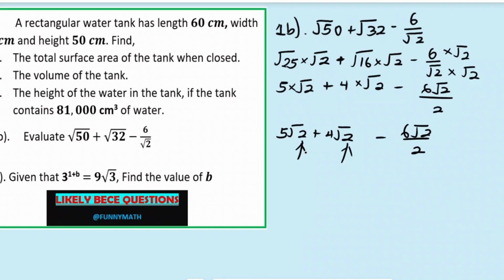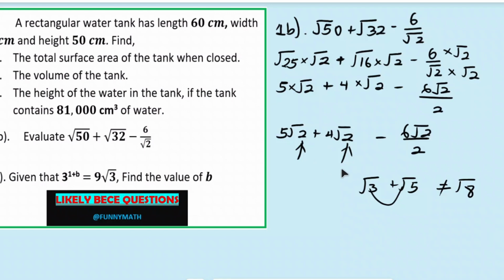Now we can still simplify this expression: 5 root 2 plus 4 root 2 minus this one. You should know that in adding surds, the radicals should be the same. I mean, the numbers in the root should be the same. If not, you can't add. So for example, the root of 3 plus the root of 5 cannot be equal to the root of 8. We can't add this 3 to 5. We don't do it like that. We have to make sure the radicals are the same, so we just add the coefficients. So let's see how we're going to do this one.